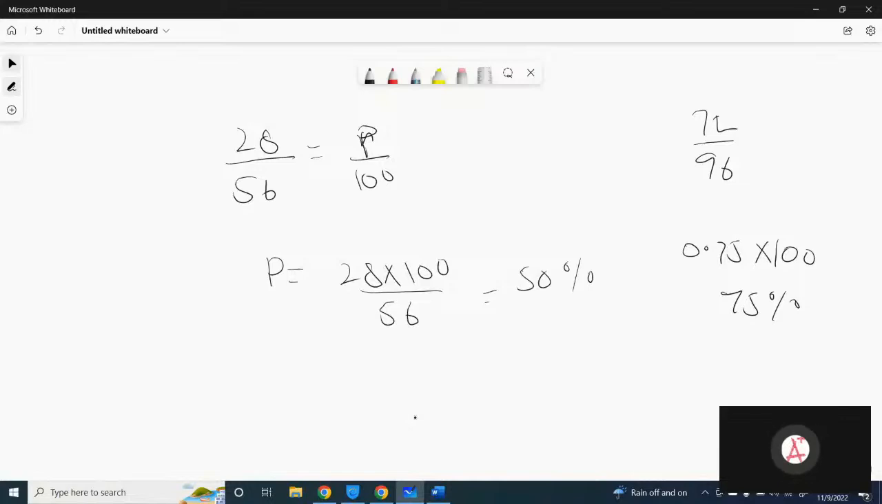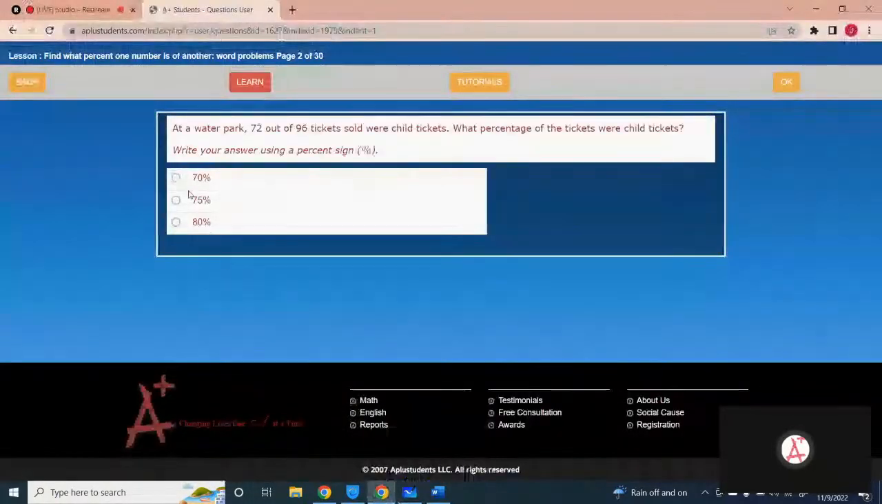They are exactly the same. You are dividing 28 by 56 and multiplying by 100. Got it? So both of the methods are exactly the same. Got it? It is 75%. So just select the correct option and then click on the OK button.